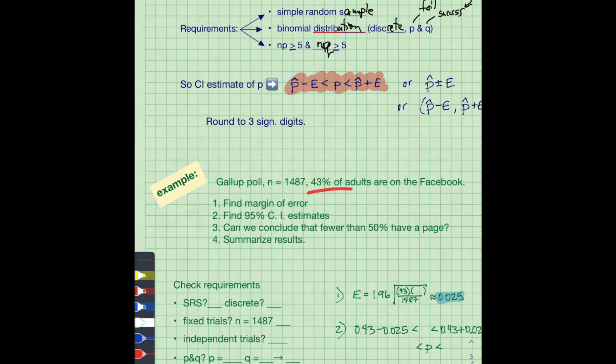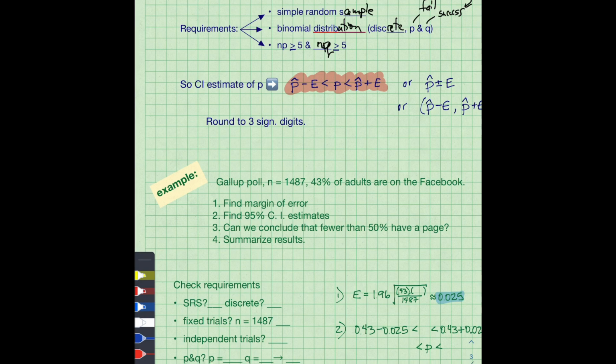Gallup poll, same thing, 43% of adults on Facebook. Find the margin of error using 95%. List out the confidence interval. Now, we're going to answer a question. This is kind of a yes, no. Can we conclude that fewer than 50% of people have a page on Facebook? This is, by the way, a very broad statement, okay?